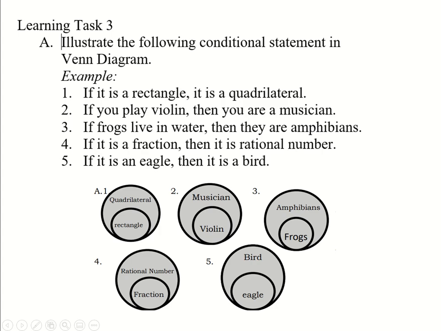Okay. Let's now proceed to learning task 3 of week 5. Illustrate the following conditional statements in a Venn diagram. Using the Venn diagram, we will place the words in each part, the hypothesis and the conclusion. The bigger circle will be the conclusion, and the hypothesis is the smaller circle. If it is a rectangle, then it is a quadrilateral. Rectangle will be in the smaller circle, while quadrilateral will be the larger circle.